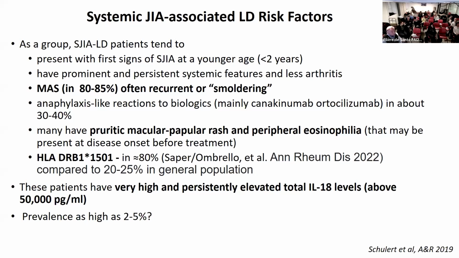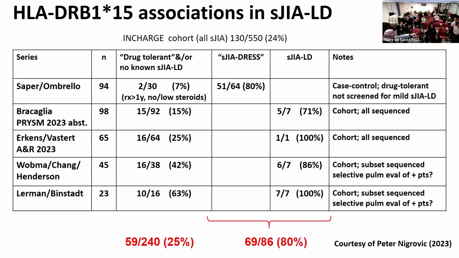I'll just show you the data now. Very high level of IL-18. We have collected data in Europe through Claudia Bracaglia in my group, she's the leader of the MAS SGA working party in the Pediatric Rheumatology European Society. We have now almost 70 cases in Europe, with a prevalence as high as 2 to 5% of patients.